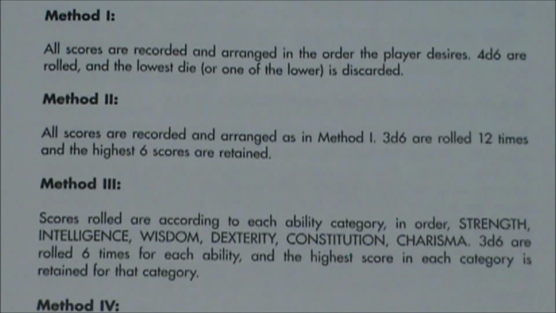But let's take a look at some of the other methods. Method 2, it says that all scores are recorded and arranged as in method 1, so you can place them where you want. 3d6 are rolled, not 4. And you roll them 12 times, and you keep the 6 best scores. So just a little variation there.